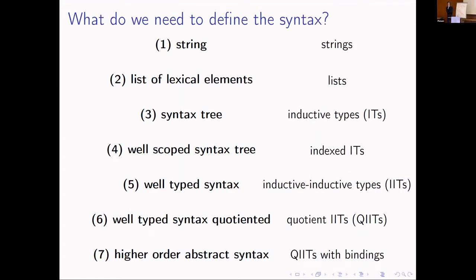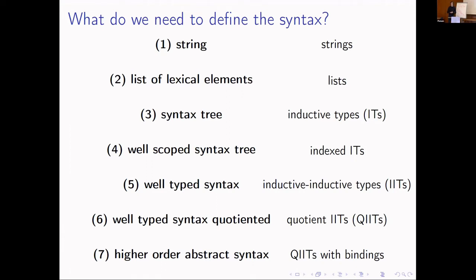And what do we need now? If we want to define type theory in type theory, we need some features of our meta theory or our meta type theory to encode our syntax at one of these levels of abstraction. So the first few are simple. For strings, we need strings, we need lists, we need inductive types to define syntax trees in general. Each operation becomes one of the constructors of the inductive types.